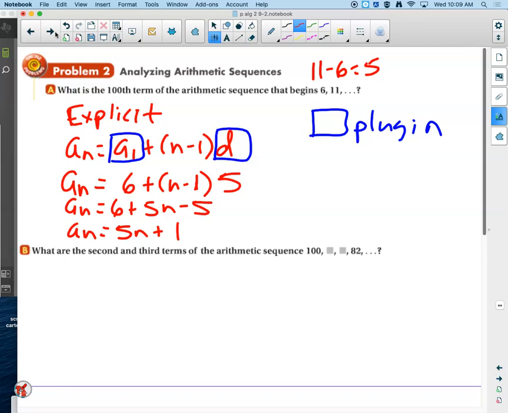What did I have to do to it? Yeah, that's it. I'm going to take this 100, and wherever I see an n, I'm going to put 100 in. We can do that math in our noggin. And we have it. So, what a great formula.